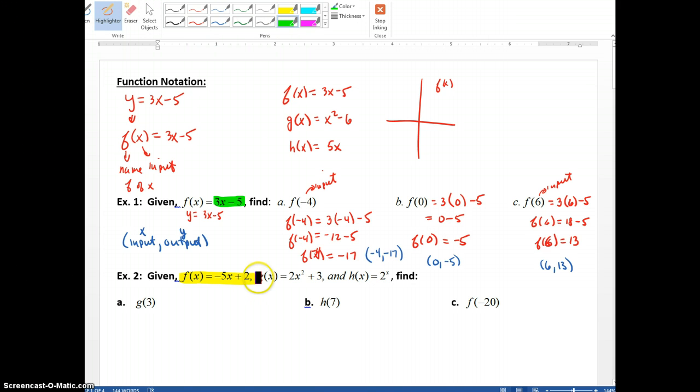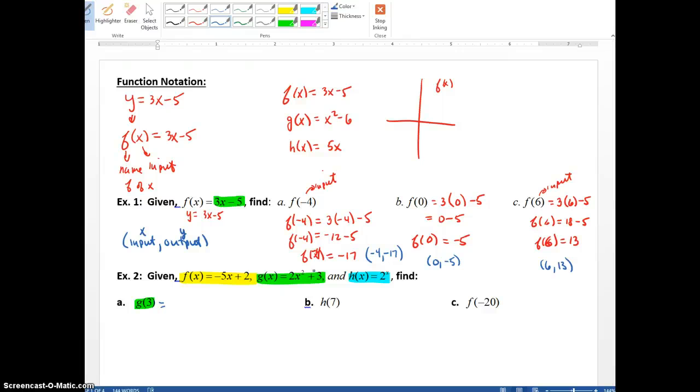So example 2, if you notice, we are given 3 functions. We're given f of x, we are given g of x, and we are given h of x. Now, we're asked to evaluate several different functions with different inputs. Looking at letter A, it says evaluate g of 3. Well, which function has the name g? The function g tells me I have to use the green function here, g of x equals 2x squared plus 3. In the green function, everywhere I see an x, I'm going to replace it with a 3.